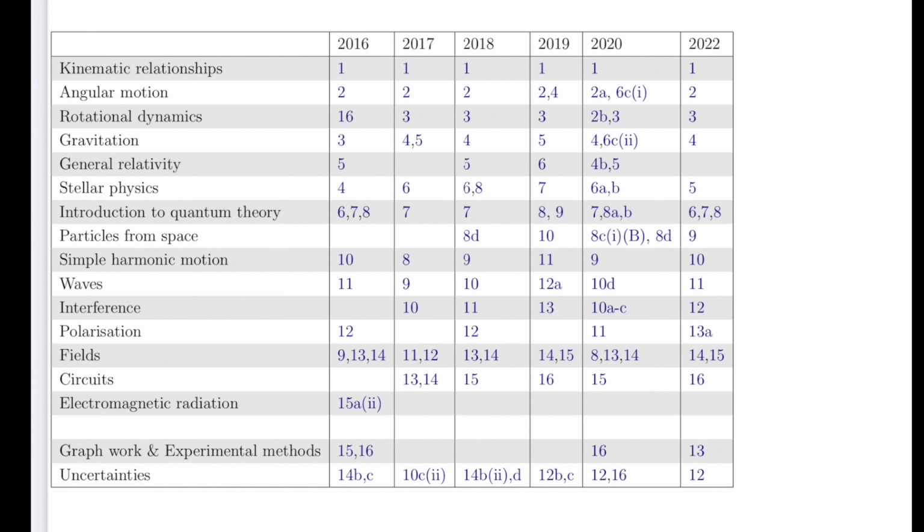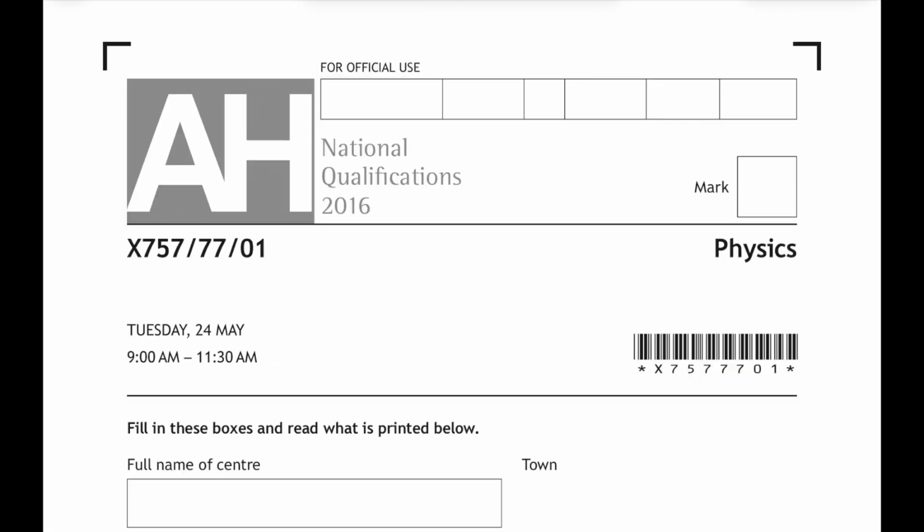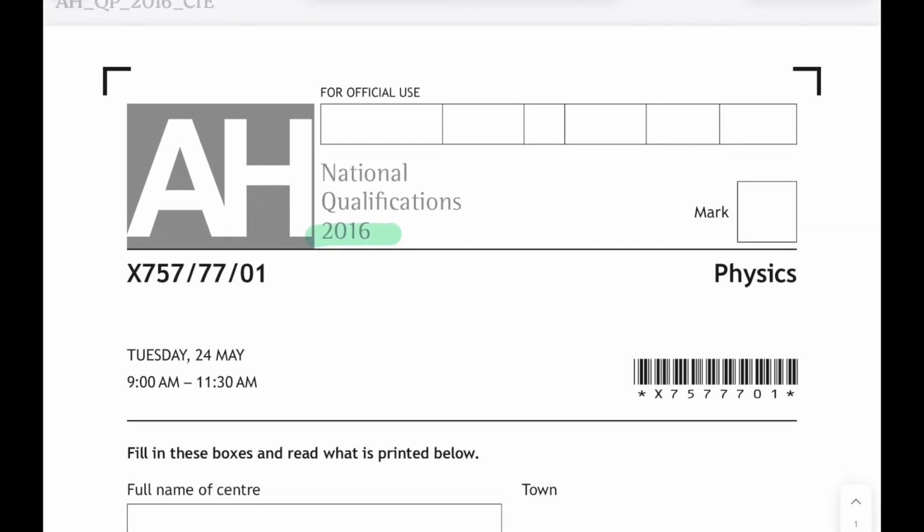So in this one we're going to have a look at magnetic fields, and we're firstly going to look at the 2016 paper. We're going to look at question 14, and then we'll look at the 2022 paper, question 15. And as usual, have a go at the question first, and then when you're ready come back and we will show you how we have done it.